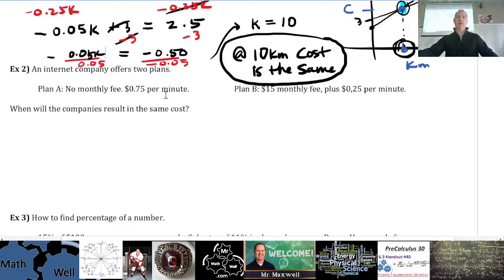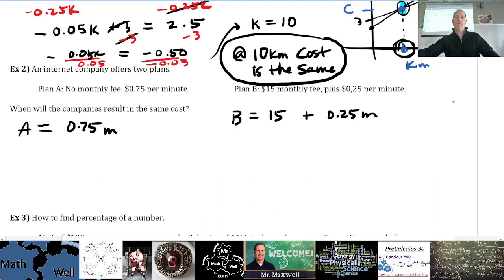Example 2, this is about an internet company that offers 2 different plans. So plan A, there's no monthly fee, which would be your flat rate, but it's $0.75 per minute. So let's say plan A's cost is going to be 0.75 M. Plan B's cost is going to be a $15 monthly fee. So we could write 15 there plus 0.25 per minute, 0.25 M. So these are two different rate plans.